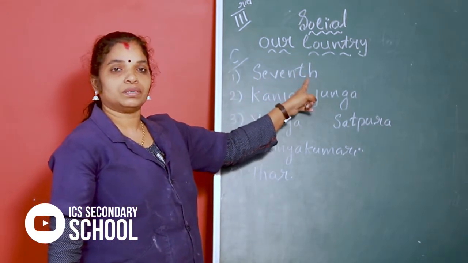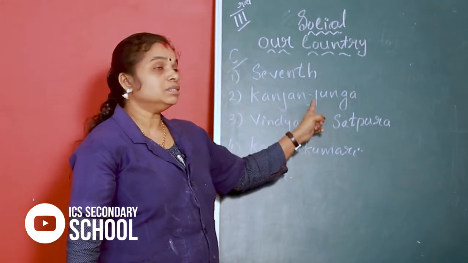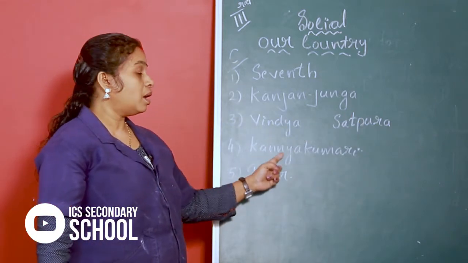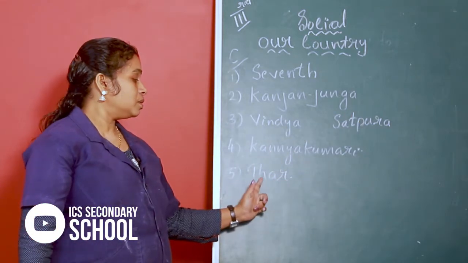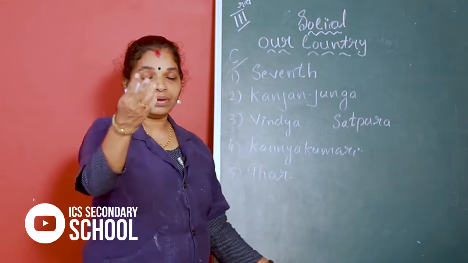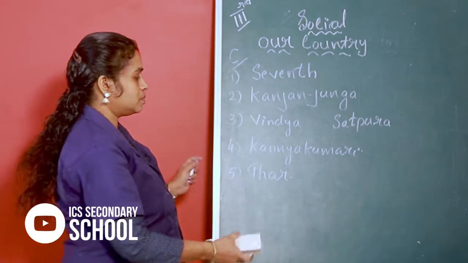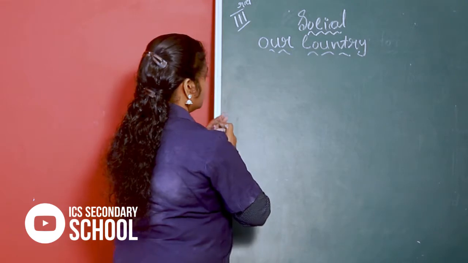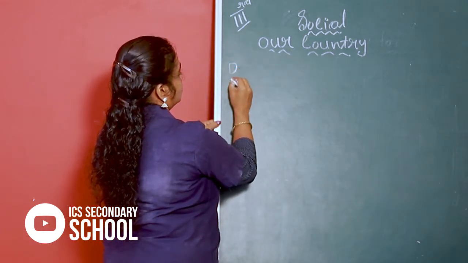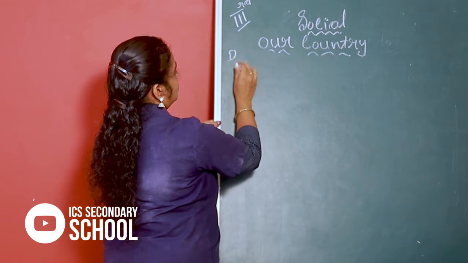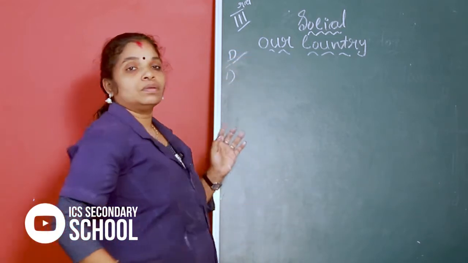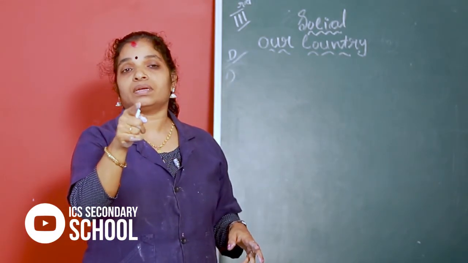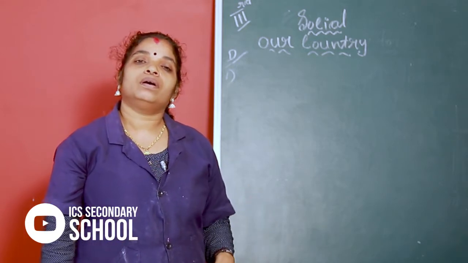First answer 7th. Second, Kanchenjunga. Third, Vindhya and Satpura. Fourth, Kanyakumari. Fifth, Thar. Ready? Okay. Next, D work. Answer these questions. You should write the question, then the answer. Okay.